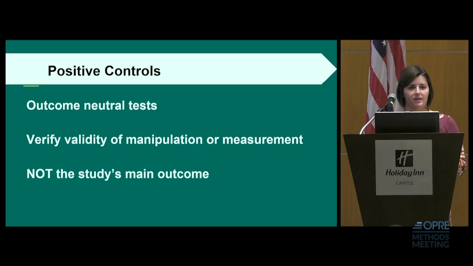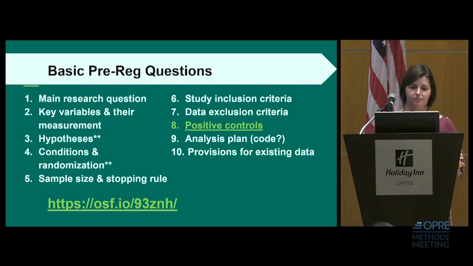They're features of the study that help you make sure that your result is going to be informative no matter what. Right? We wouldn't want it to be the case that we'd say, oh, we got a null result, that's because there's no life on Earth, right? It's because the measurement failed. So it's not the study's main outcome.